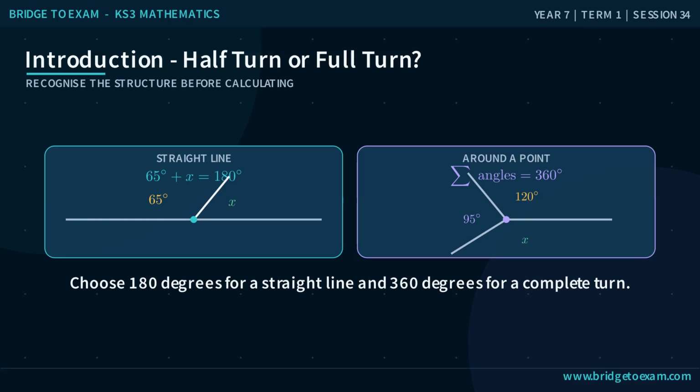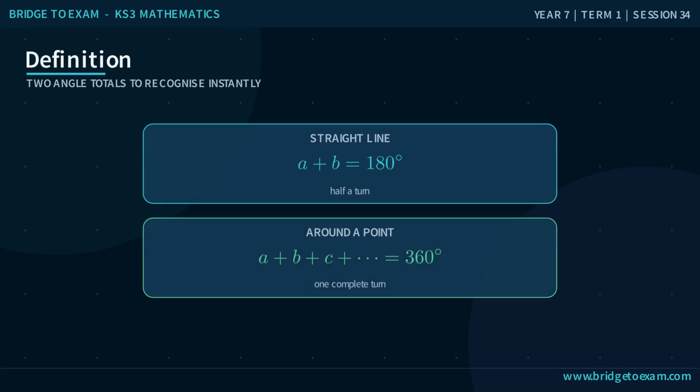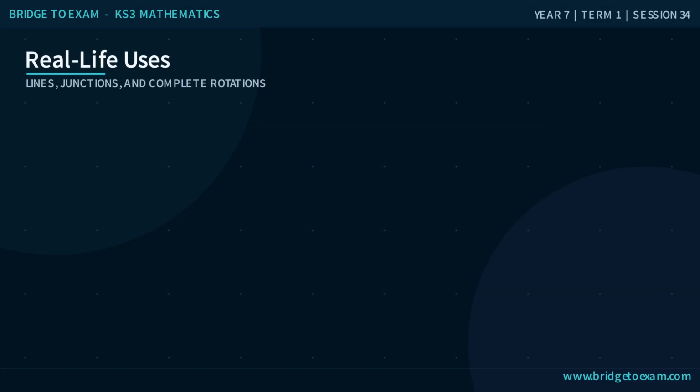every answer. A straight angle is half a turn, so adjacent angles along one straight line total 180 degrees. A full turn around one point totals 360 degrees, no matter how many smaller angles divide it. These angle totals appear wherever lines, turns, and directions meet.